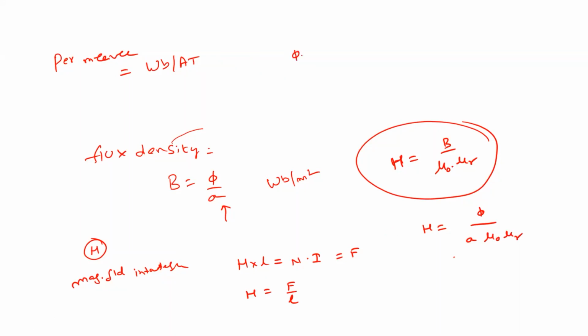What is phi? How can phi be written? B into A. So phi is equivalent to current, right? The flux in a magnetic circuit is equivalent to current in an electrical circuit. In an electric circuit, the current is EMF by resistance, right? So here how will you define this flux? Ni by reluctance, MMF by reluctance S, right?